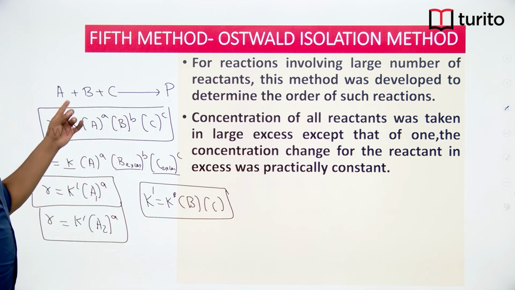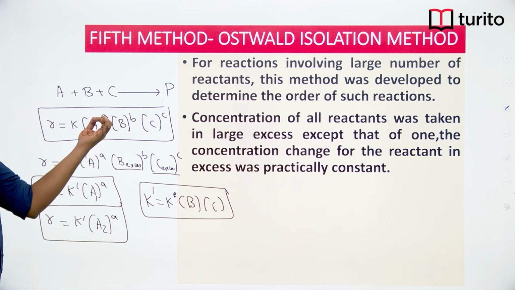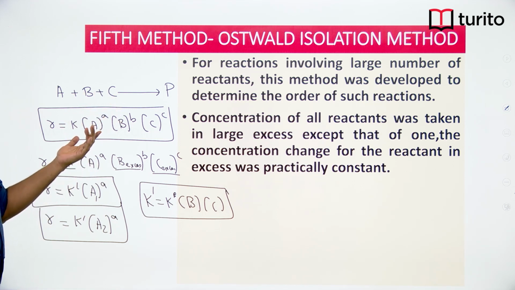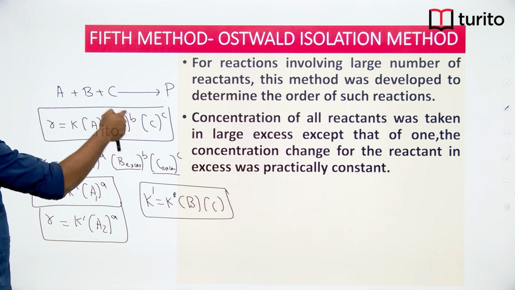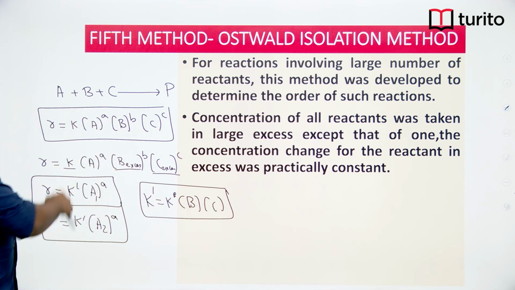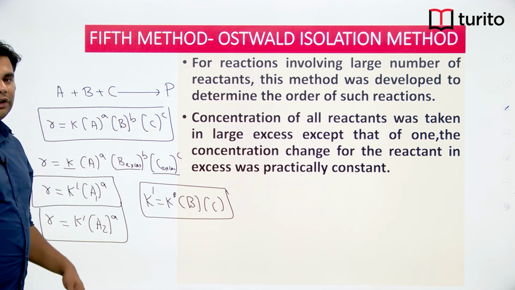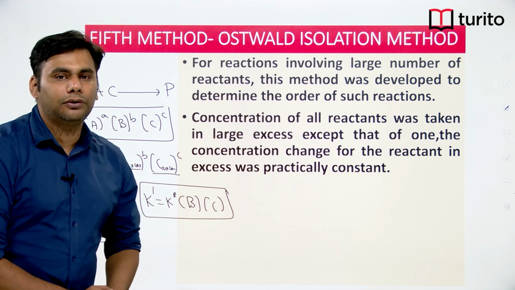If you want to calculate the order with respect to C, take A and B in excess. Because they are in excess, their concentration change would be very small and practically their concentration would be constant. So all of them are basically a constant. You can replace this by another constant K dash, take the ratio of the two rate constants, changing the concentration of C, keeping A and B constant, and you can find out the order with respect to C.